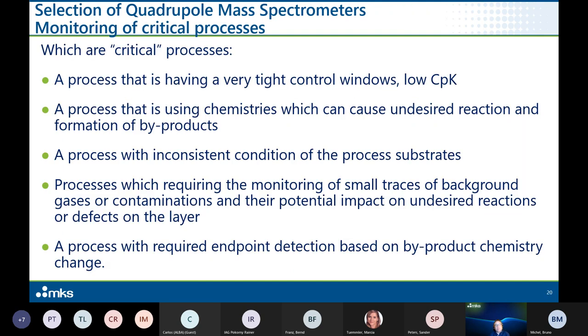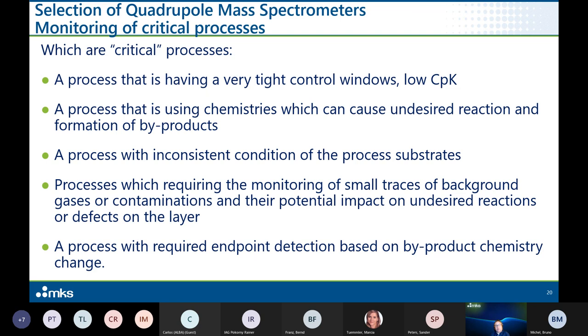Right. So in our topic, we said critical processes. What does critical mean for this talk? First, a process that has really tight control windows, often called a low Cpk. So there's some risk that your process is running out of control for various reasons. Or it could be a process using chemistry which can cause undesired cross reactions that you want to control, that you want to monitor, such as the formation of byproducts.